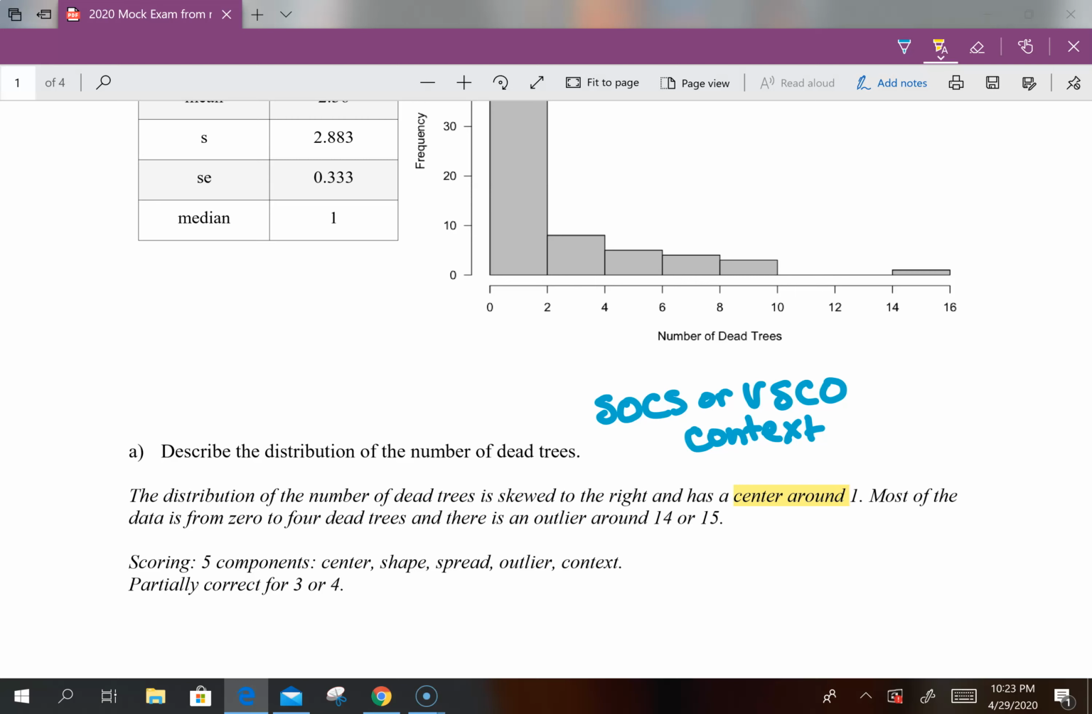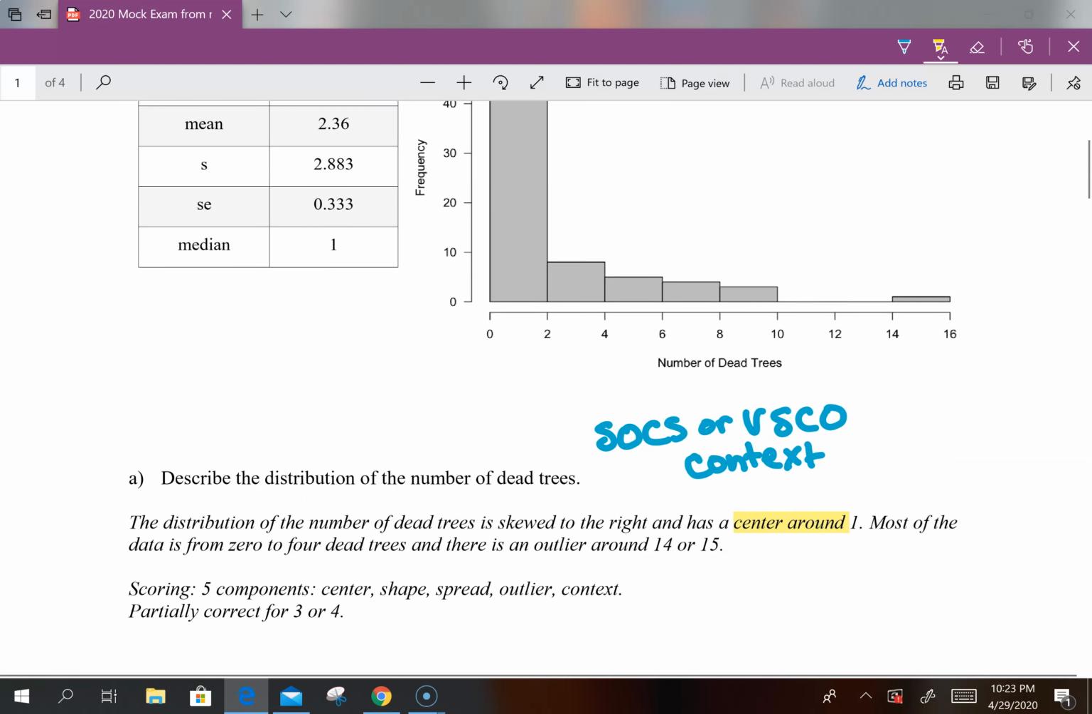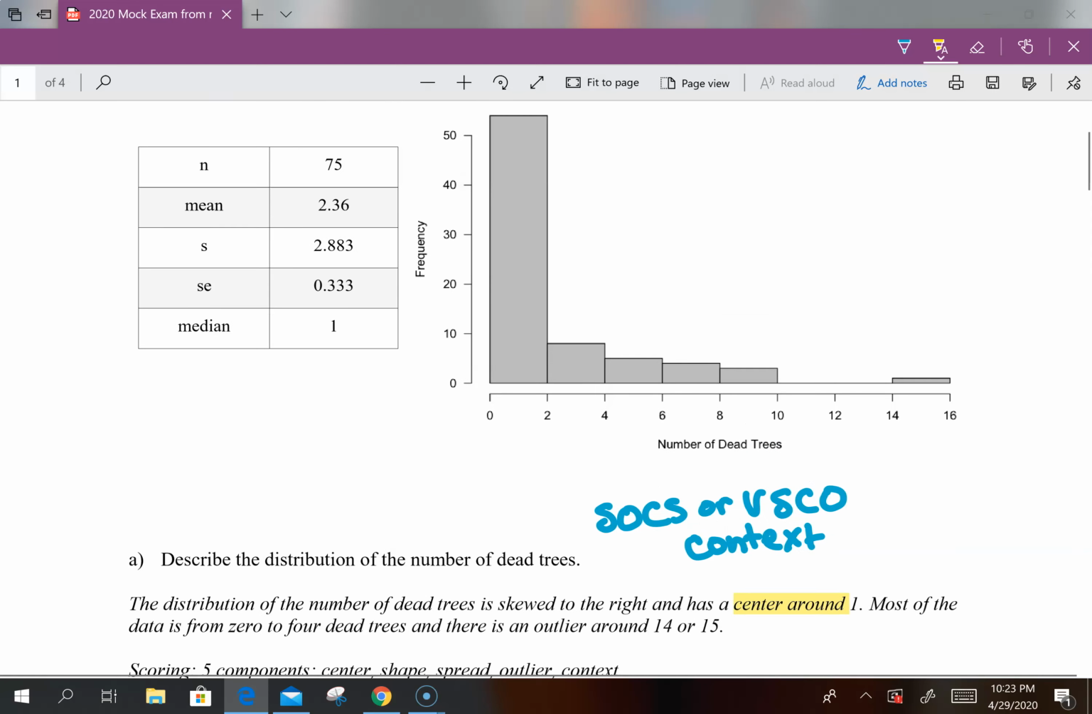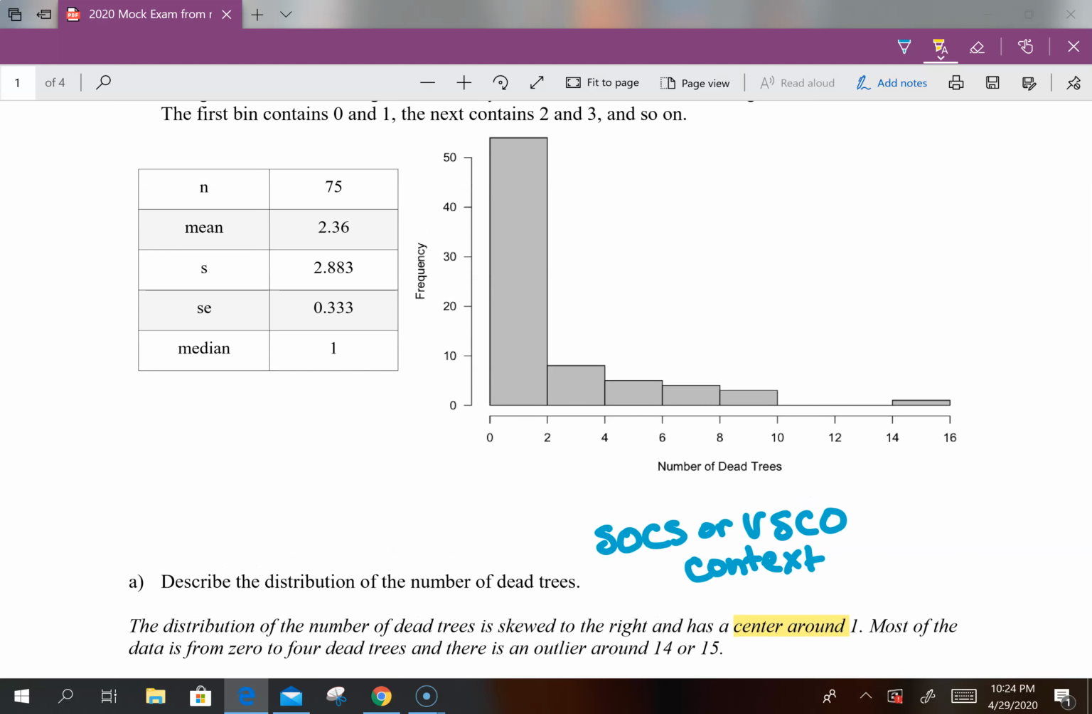Okay? Most of the data is from 0 to 4 dead trees. So remember, when we're talking about this, we're talking about shape, outliers, center, and spread. They're addressing spread by saying most of the data is from 0 to 4 trees, and you could do that. You could also say that it has a range from 0 to 16 trees. That would be an accurate answer as well. You could say most of the data is between 0 and 10 with an outlier somewhere between 15 and 16.